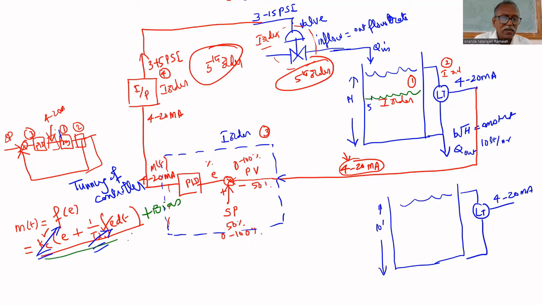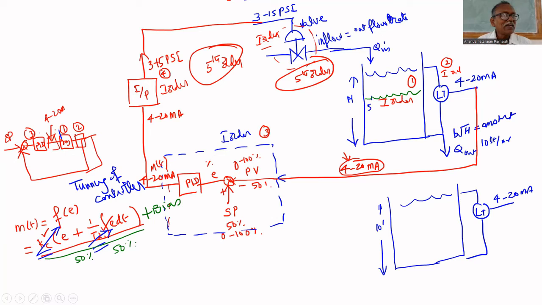You've seen the controller output for set point equal to 50%. What is set point? Reference. I want to maintain at 50%, which means set point is 50%. What is the process variable? That is also 50%. What is the difference between the two? 0. Therefore, controller output is 0. Therefore, the valve will not open. But the valve has to open to maintain that 50%.